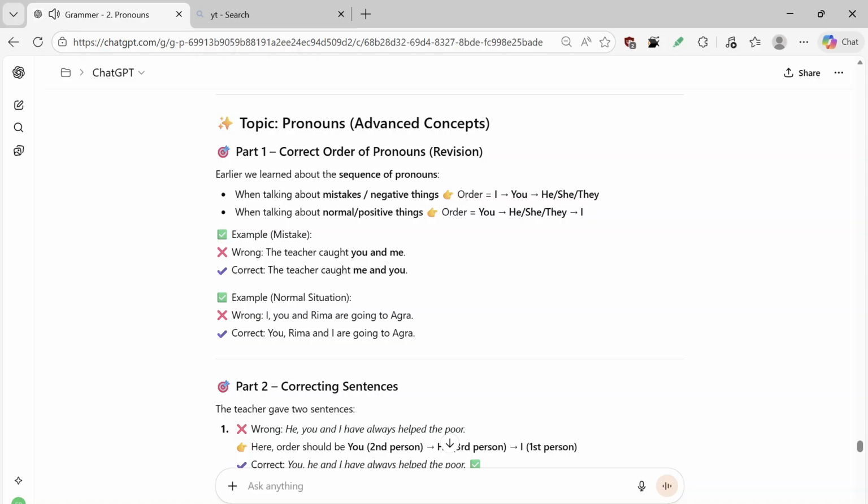Example, mistake. Wrong: the teacher caught you and me. Correct: the teacher caught me and you. Example, normal situation. Wrong: I, you, and Rima are going to Agra. Correct: you, Rima, and I are going to Agra.